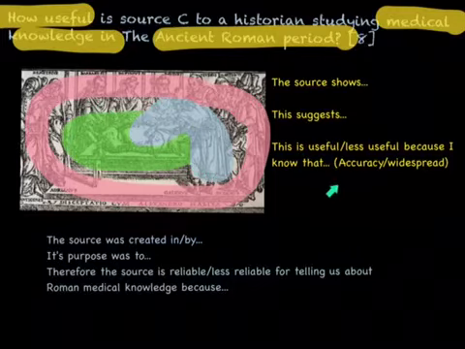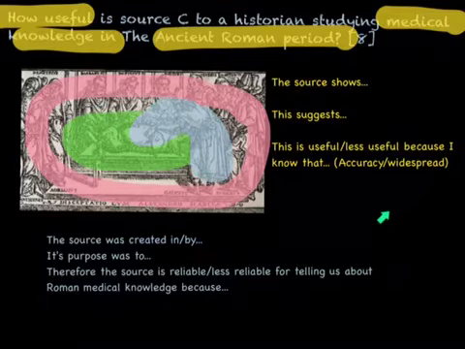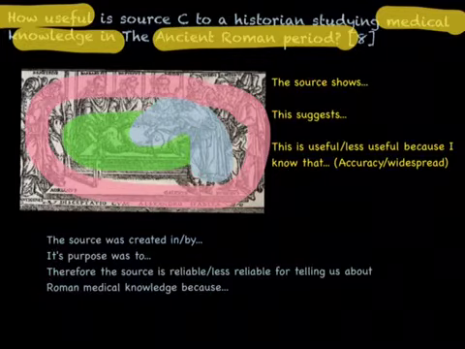We can go beyond just thinking about what makes a source useful in terms of its accuracy using our own knowledge though. We can also think about how reliable the source is and how useful that can make the source by using information about where it comes from, who wrote it, when it was written, and what purpose it was written for, to decide whether or not it's accurate and useful for telling us about medical knowledge in the ancient Roman period as well.